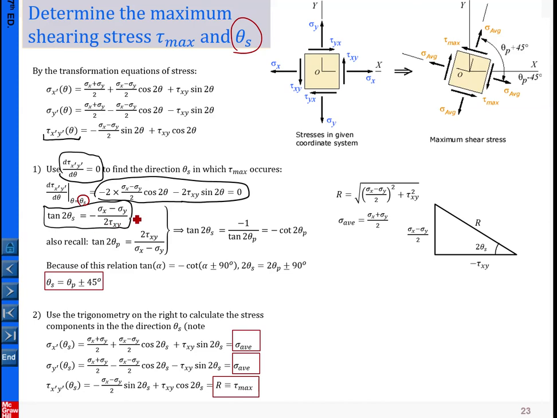Let me do this here. Maybe what you can do is simply rewrite it. Sorry, let me redo this again. So this equation is basically equal to minus tau xy, and then sigma x minus sigma y divided by 2.